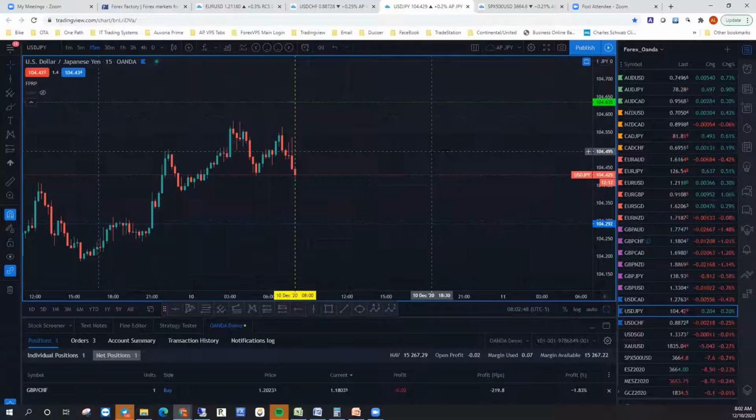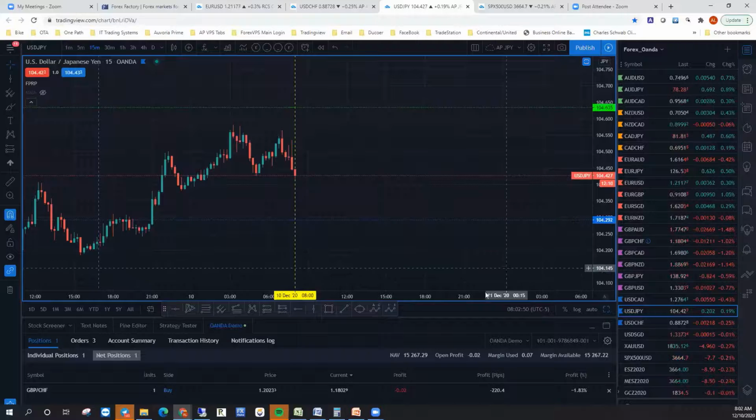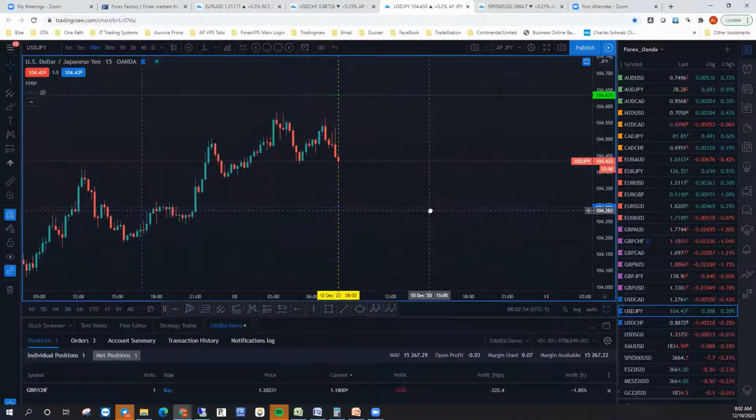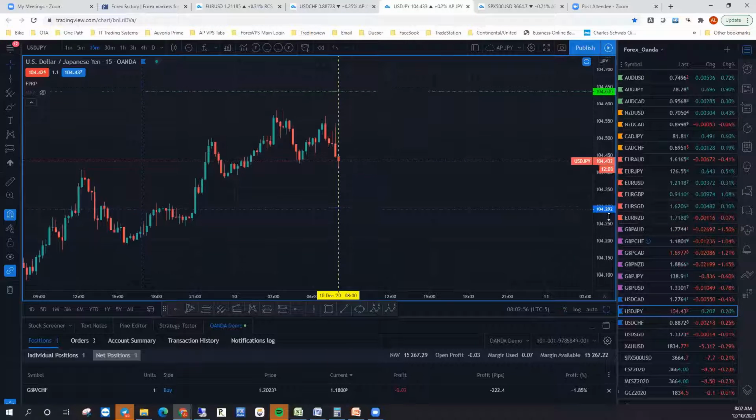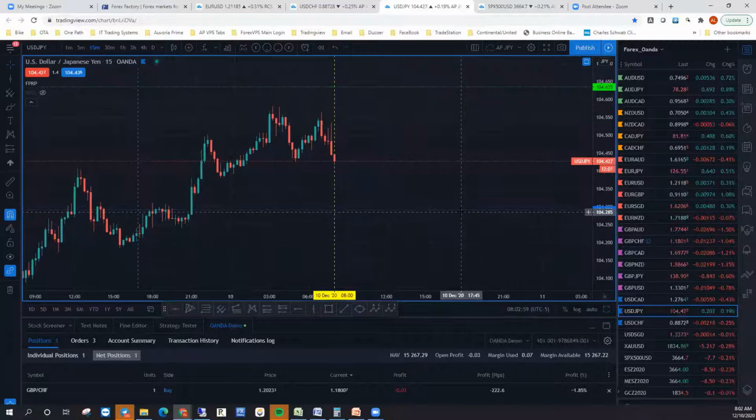Everything I take in here is on a demo platform, so just keep that in mind if you were to follow along. And if I like the trade, I'll say I like this trade, and I'll take the trade and show you why I like it. Again, it may work, it may not.